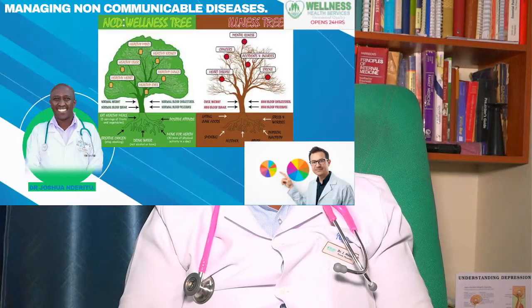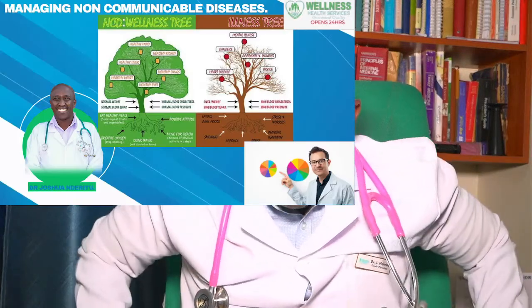Then we have some of the commonest complications, and these are the things that lead to someone using the healthcare or someone dying from these or getting complications of these diseases. We have cardiovascular diseases, as I've said. These are diseases that affect the heart and the blood vessels, and they include conditions like stroke.